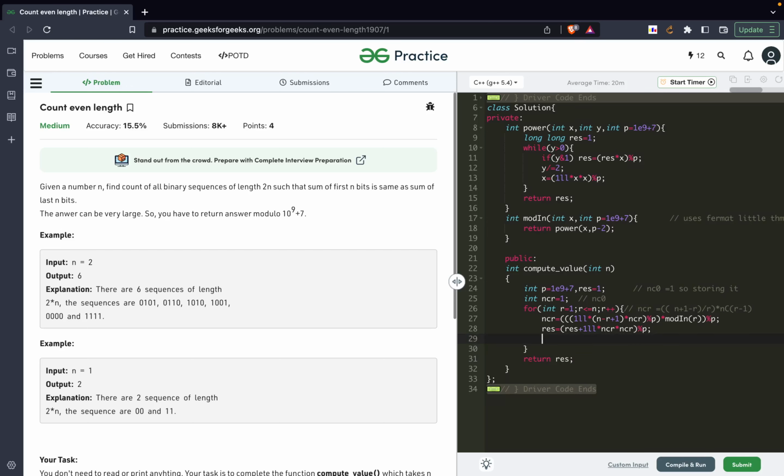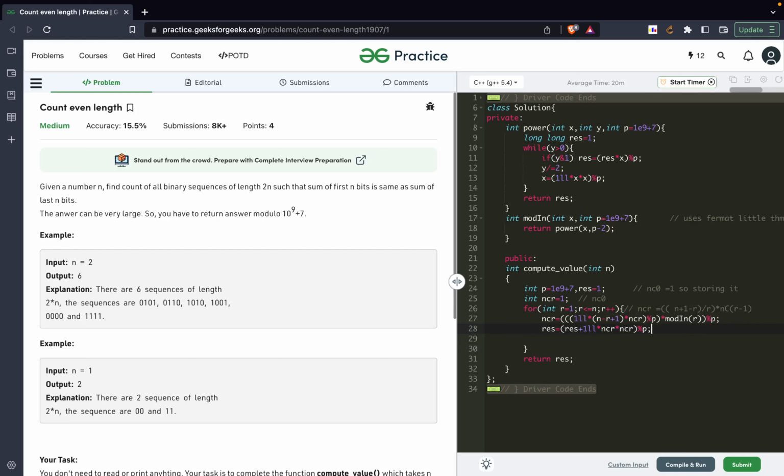Hence what we do is mention a 1LL before that. So when this particular value is getting computed, it tells that it is a long variable, right? So it's a constant, but it's of the type long. So when it gets multiplied, the result would be in long, and a long has a capacity of holding 10 to the power 18, I guess. So it has a capacity of 10 to the power 18, hence it won't overflow.